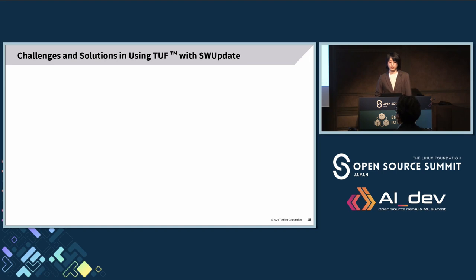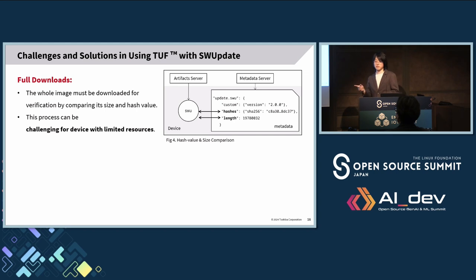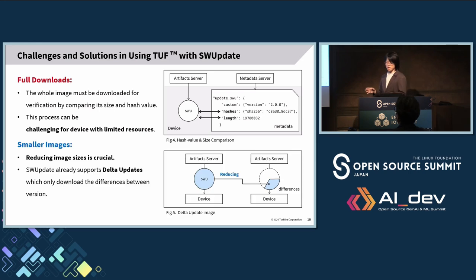Now let's look at some challenges that come up when using TUF with SWUpdate and how we can deal with them. One of the key challenges is the full download. When using TUF, the whole image must be downloaded for verification by comparing its size and hash value. Like in this figure, we need to compare hashes and lengths. This process can be particularly challenging for devices with limited resources, such as low storage or memory capacity. To get around this, reducing the size of the image is crucial.